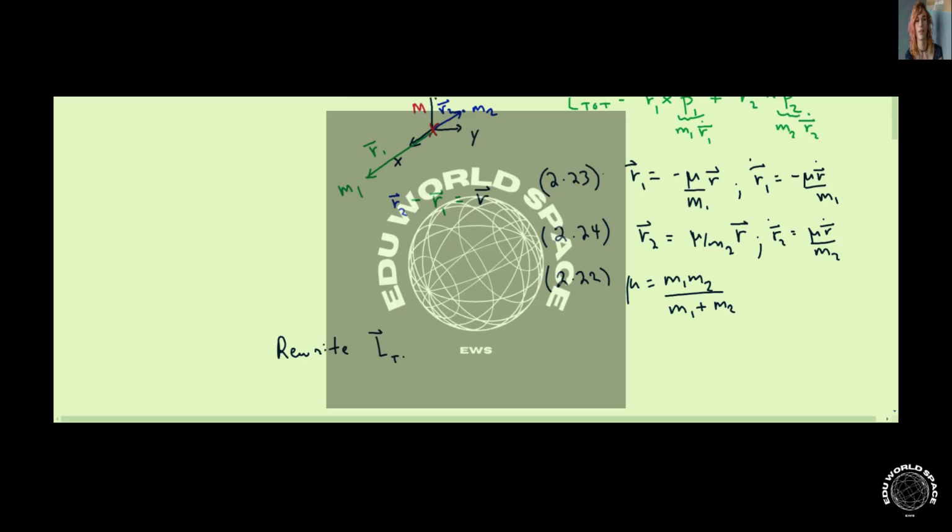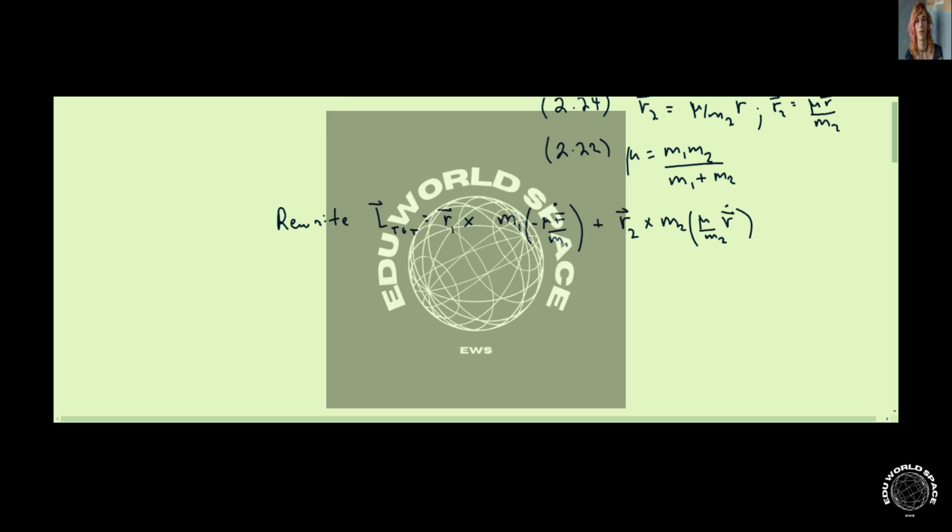We can rewrite our total angular momentum as R1 crossed M1 times mu minus mu R dot over M1. So M1 will cancel, and a very similar expression for the second term. Okay, so what's nice is the M1 and the M2s cancel.